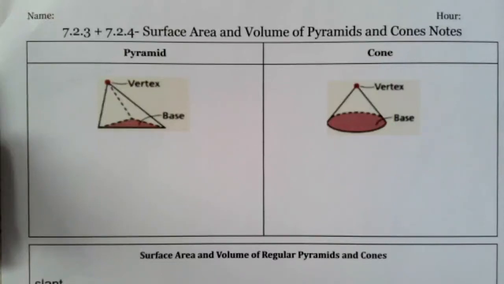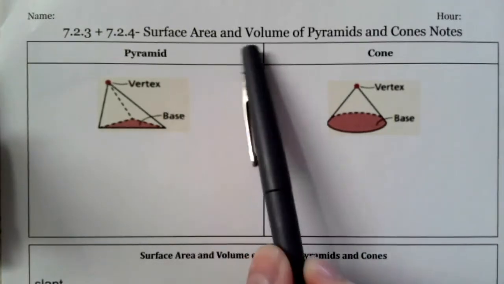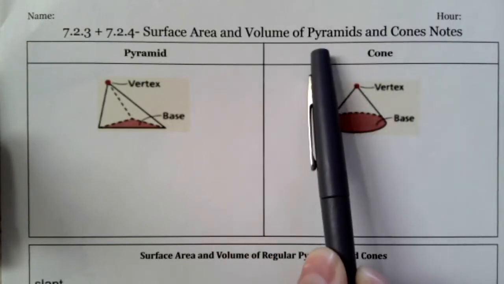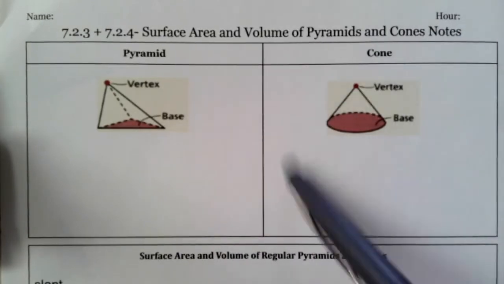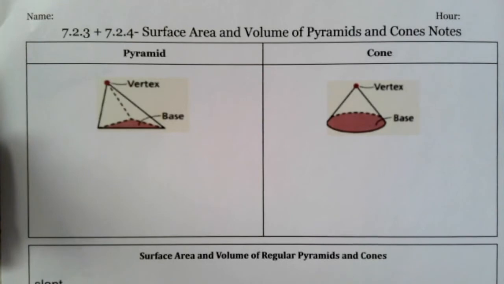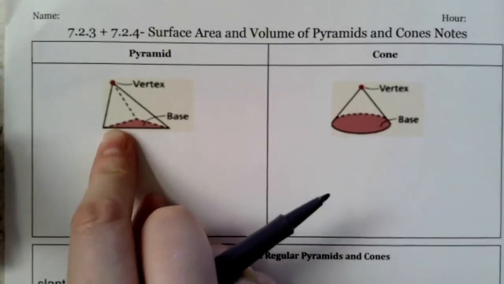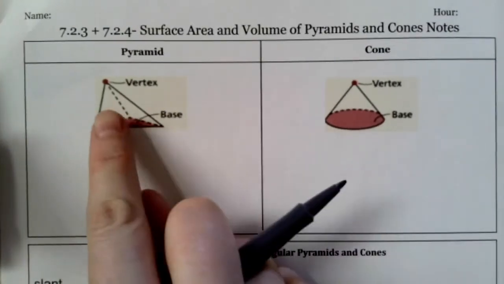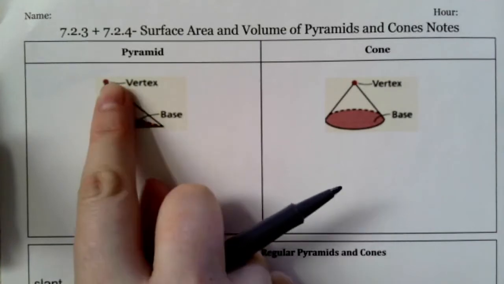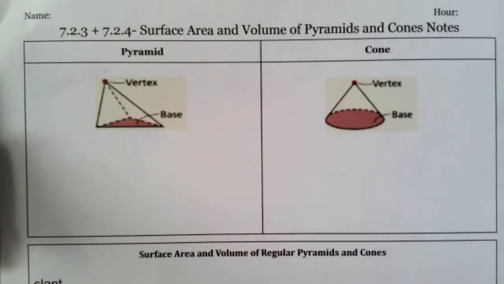Hello. In this video, we're going to go through learning targets 723 and 724. We're still talking about surface area and volume, but today we're going to talk about pyramids and cones. We've previously discussed prisms and cylinders, and these are very similar, except you can see that in pyramids and cones, we only have one base. In prisms and cylinders, we had parallel bases, and there were two of them.